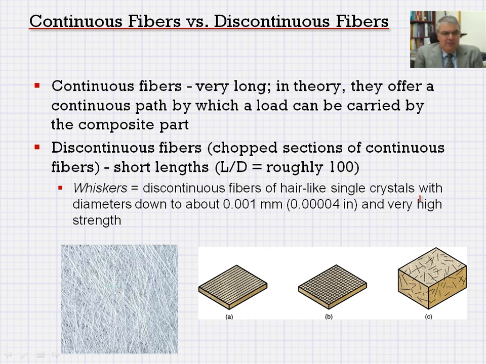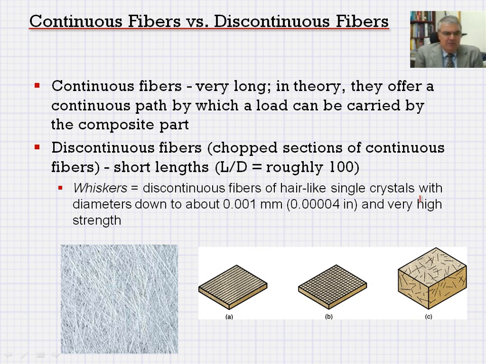As such, we could have placed these fibers in different directions. It could be in one direction, two directions, or three directions. The continuous fibers are very long, and they should offer a continuous path by which a load can be carried by the composite part. Of course, there are discontinuities at some points, but that's like an overlap, and those also need to be addressed. But in most cases, continuous fibers don't have any discontinuities. It's just one continuous fiber.